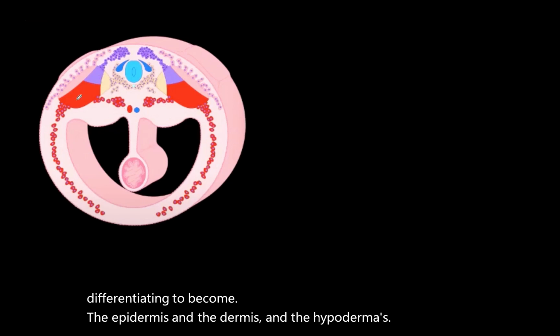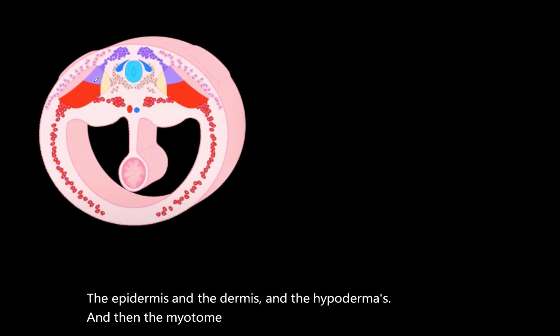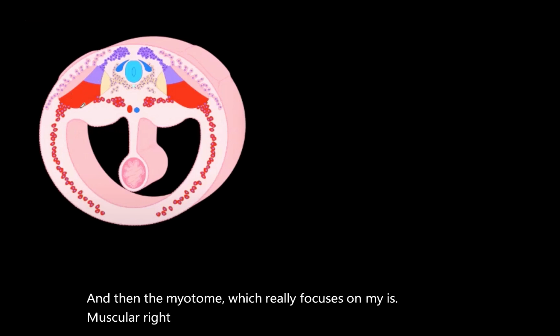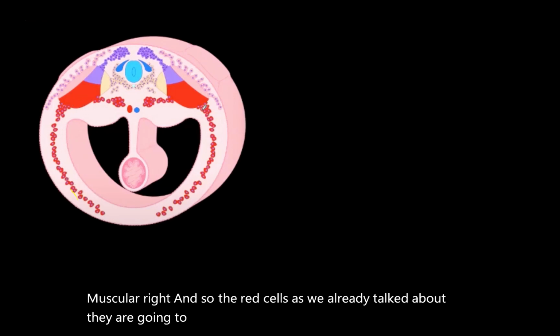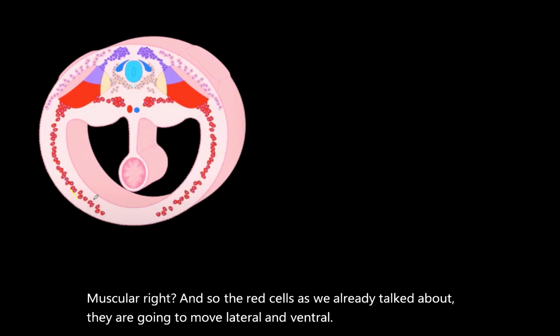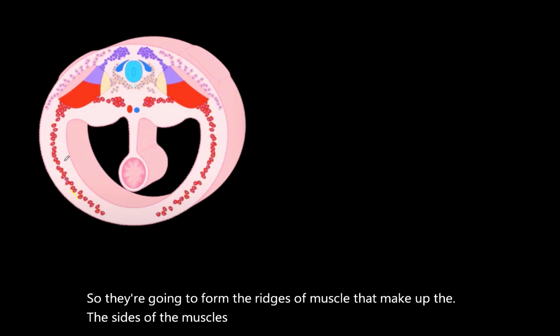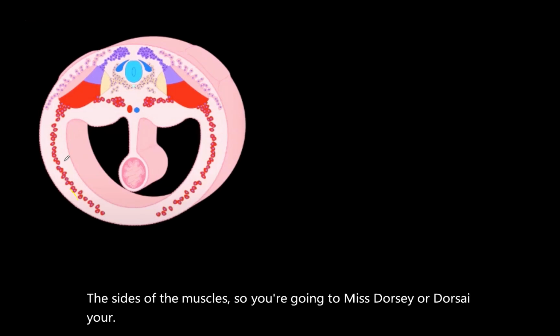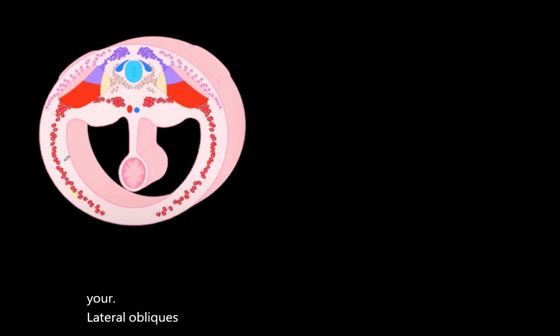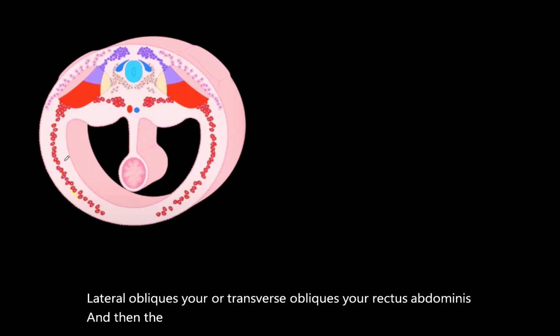And then the myotome, which really focuses on myo, is muscular. The red cells, as we already talked about, are going to move lateral and ventral. So they're going to form the ridges of muscle that make up the sides of the muscle. So your latissimus dorsi, your lateral obliques, your transverse obliques, your rectus abdominis, and then the additional layers of muscles that are in there as well.